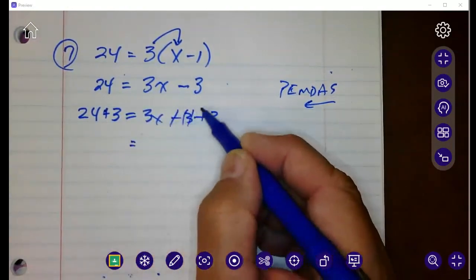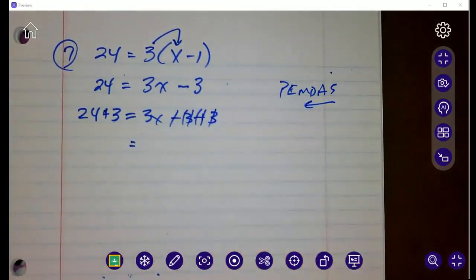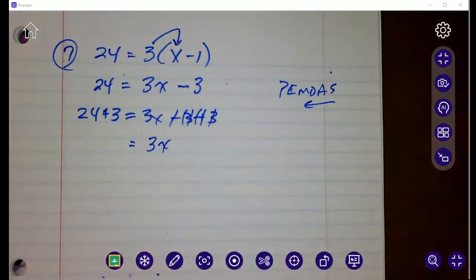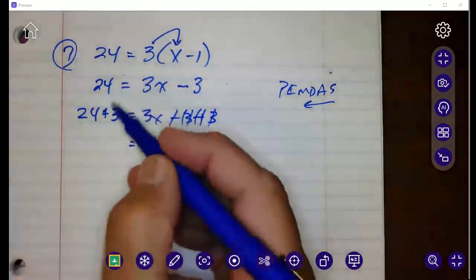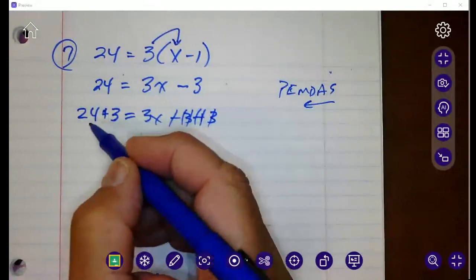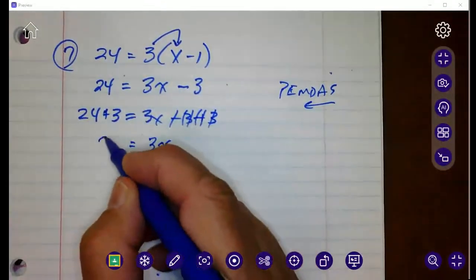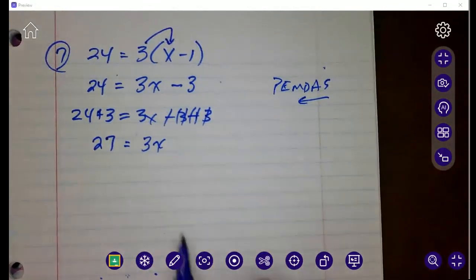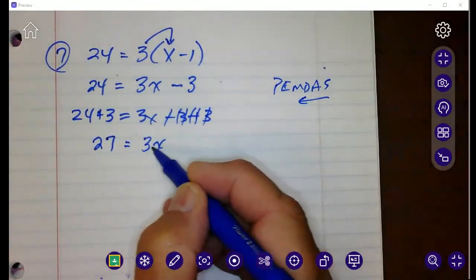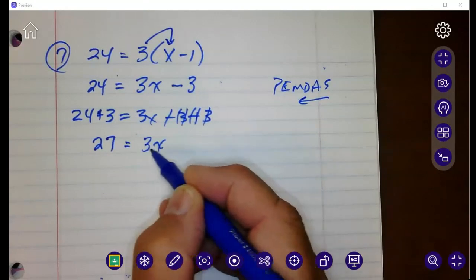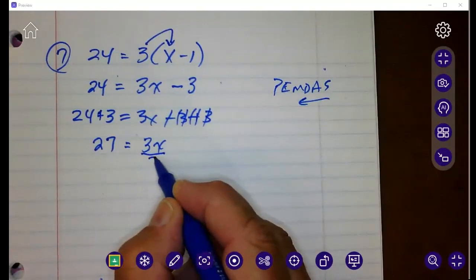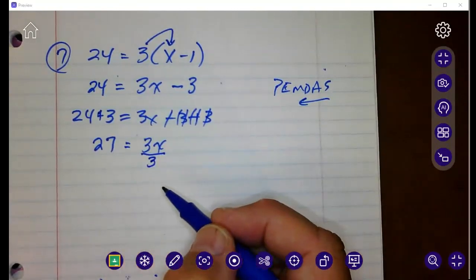Over here, the -3 plus 3 divide out, or add out, becomes 0. That's the whole reason for doing that. So we get 3x. On the left, 24 plus 3 is 27. Now we are multiplying by 3, so I need to undo the multiplication. I'm going to do that by dividing by 3.